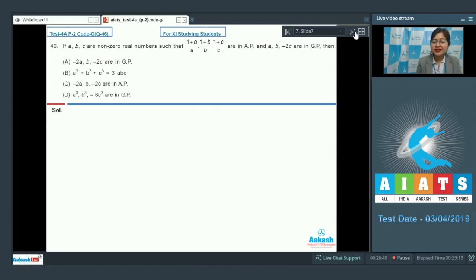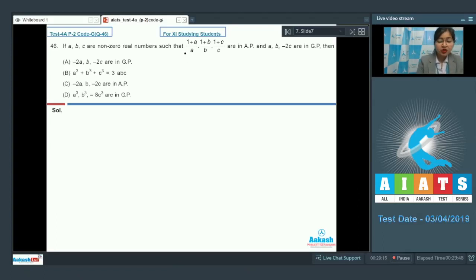Next is question number 46, which says that if a, b, c are non-zero real numbers such that (1 plus a) upon a, (1 plus b) upon b, (1 plus c) upon c are in AP, and a, b and minus 2c are in GP, then we have to find whether these values are in AP or GP, right?